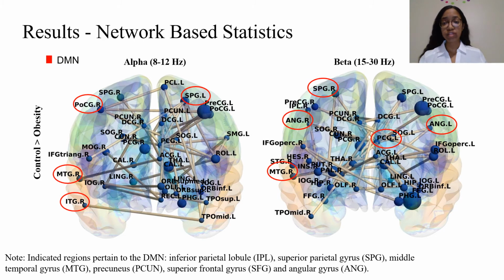Now, note that the low gamma frequency also showed significant results, but the figures were not available for display. Nonetheless, I want to draw your attention to the regions indicated here in red, which pertain to the DMN. As expected, this includes frontal, parietal, and temporal regions, as well as the precuneus.